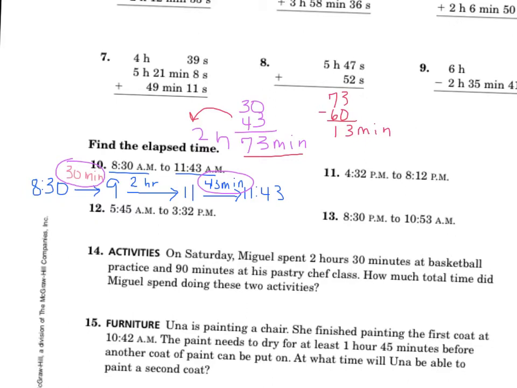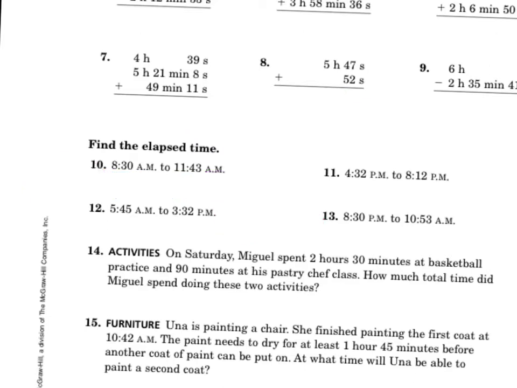Okay, so we have 3 hours. Okay, remember we added this hour on. This hour here, we added it on. So we have 3 hours and 13 minutes. That's the elapsed time. That's how much time went by from 8:30 to 11:43. Okay, number 11, 4:32 to 8:12.